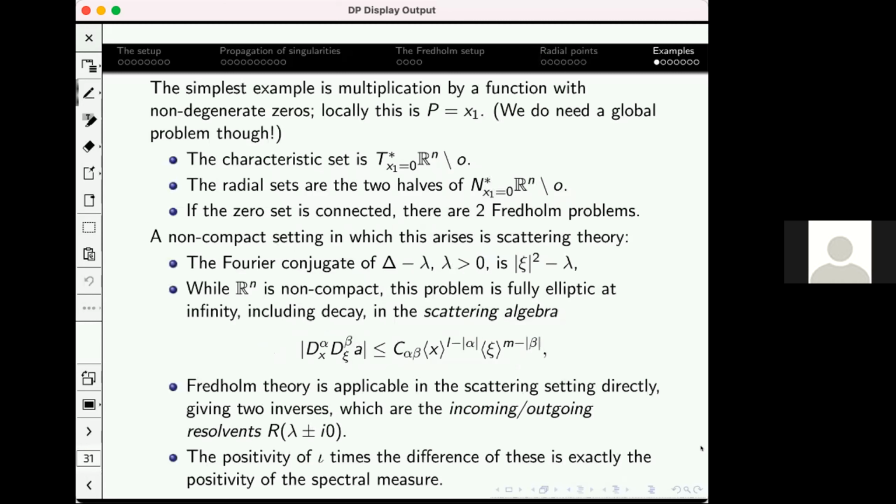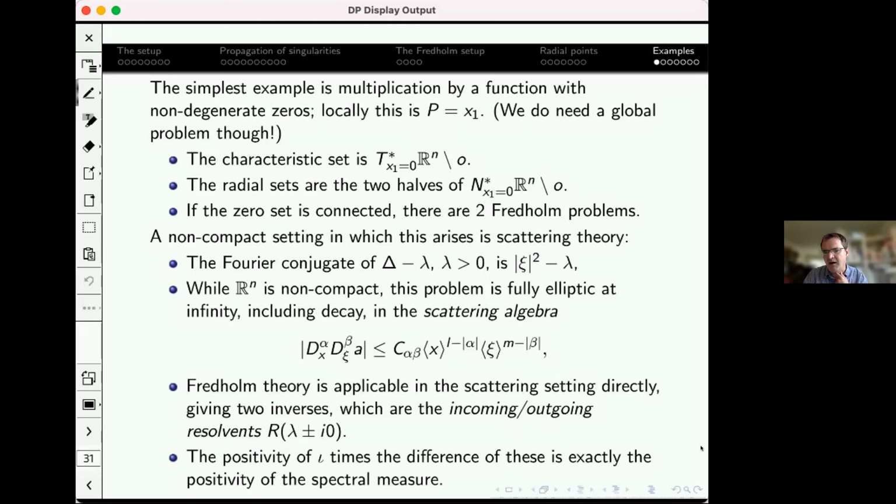Okay. So the simplest thing, at least microlocally, is just a multiplication operator, which is very simple, like multiply by x1, the first coordinate, on R^m. Then the characteristic set is just the total phase space over x1 equals 0. And the radial set in this case is just the two halves of the conormal bundle of x1 equals 0. In general, if the zero set is connected, you get two Fredholm problems. Of course, you have to work globally. I'm ignoring that R^n is non-compact, so I think of it as a compact manifold.